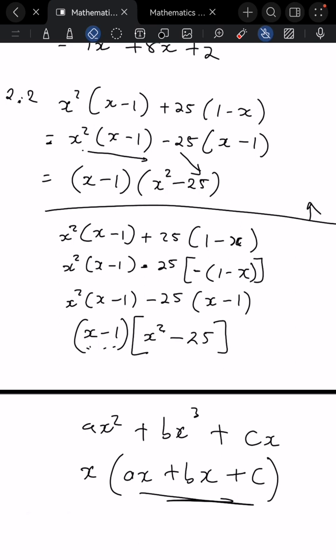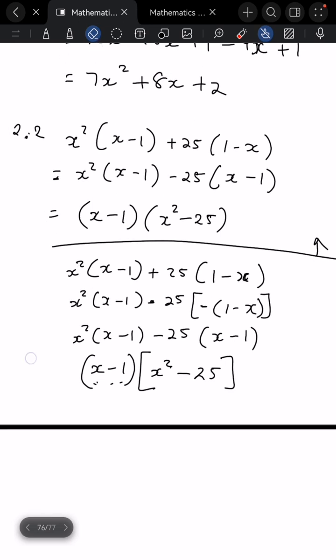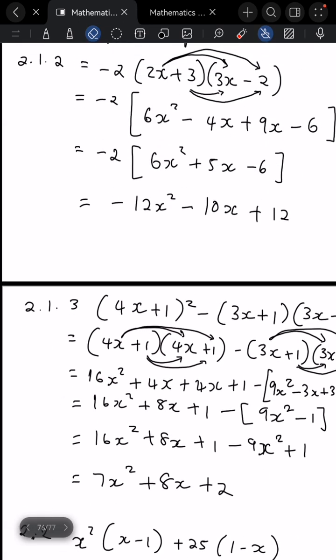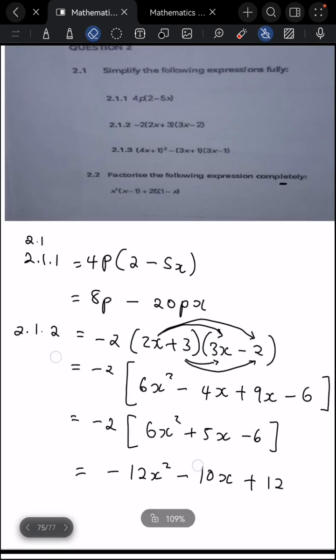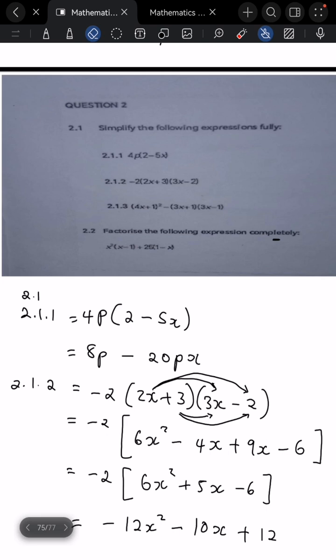Let me erase this, so that when you're going through it alone, it doesn't complicate it for you. That is, as far as I am concerned, going to be the answer for this thing here. All the answers are solved here. Send more questions if you have.